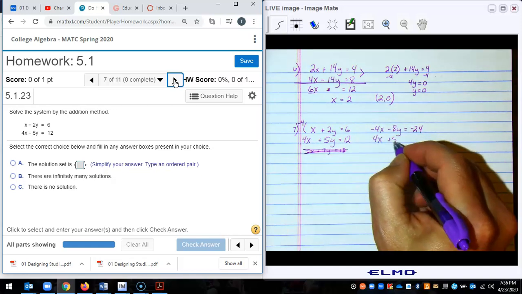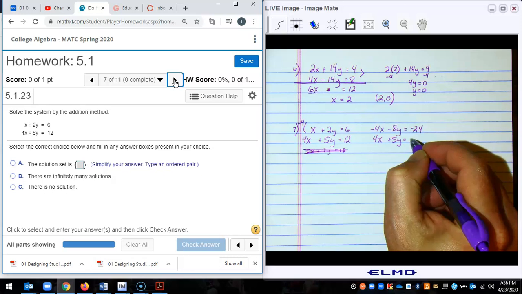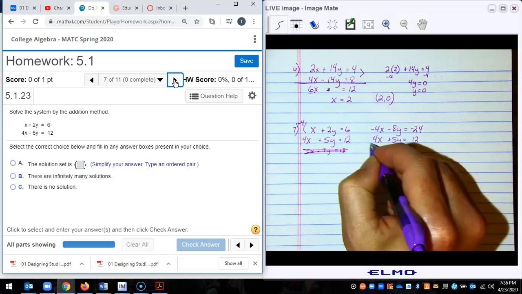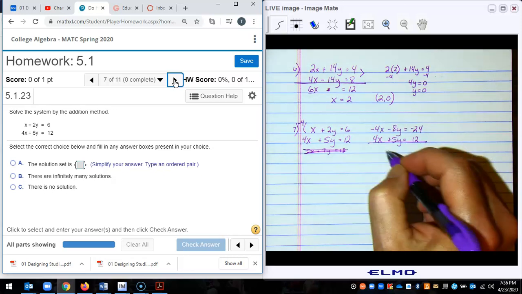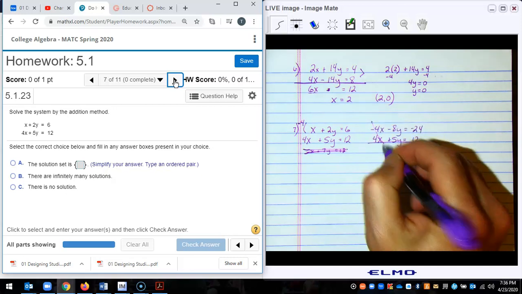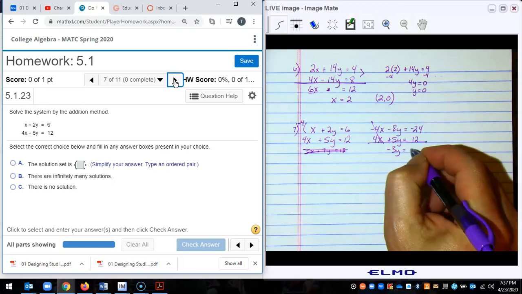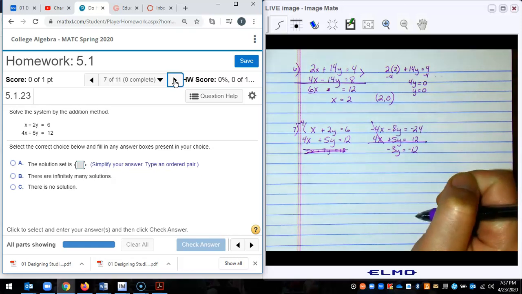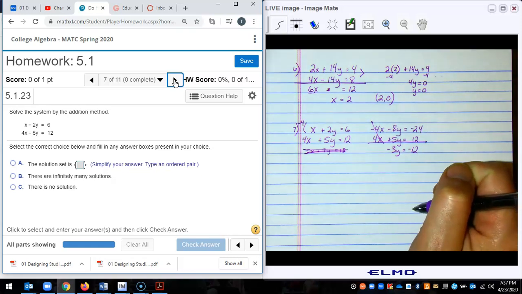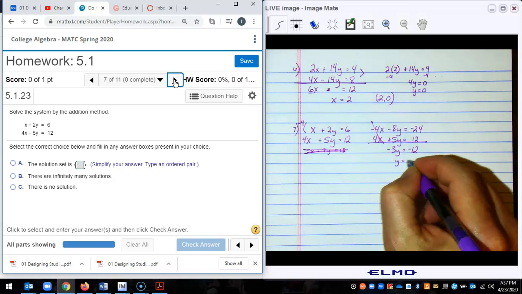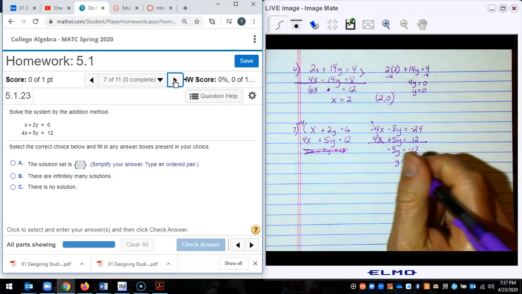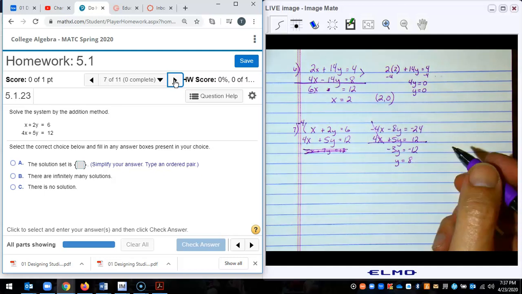4x plus 5y is equal to 12. And now I'm ready to add those together, because when I add them together, those x's are going to cancel. We're going to end up with a negative 3y, and we're going to end up with a negative 12, when we add those two together. So that means that y is equal to 8.